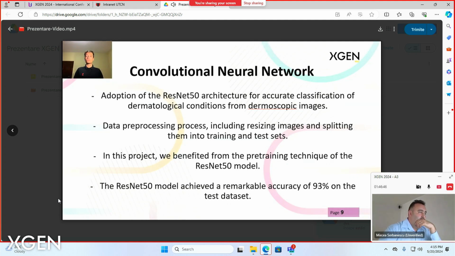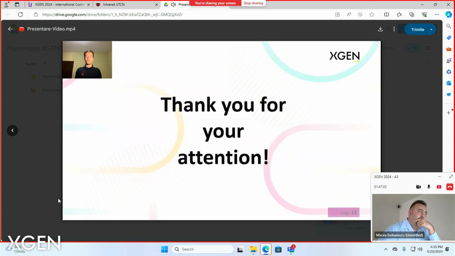In our project, the ResNet-50 model achieved a remarkable accuracy of 93% on the test dataset. This high level of precision underscores the model's effectiveness in identifying and classifying various dermatological conditions accurately. Thank you very much for your attention.